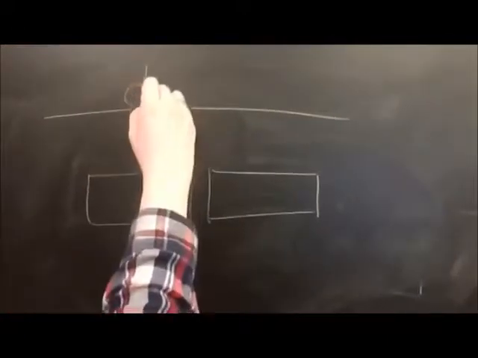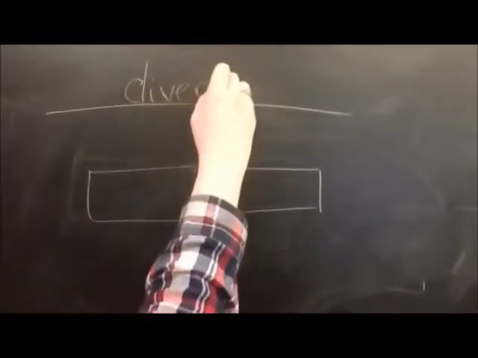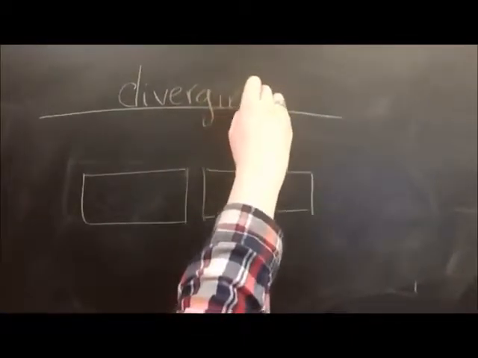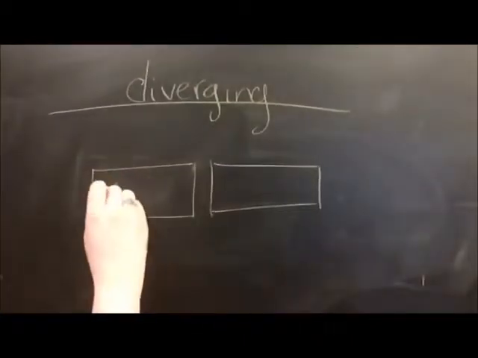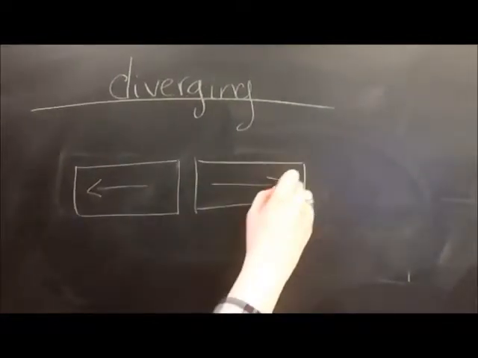There is only one type of diverging plate boundaries. This is when two plates are moving apart, creating a ridge. An example of this is Iceland, where the North American and the Eurasian plates are moving apart.